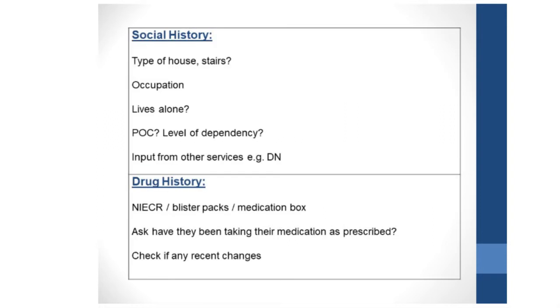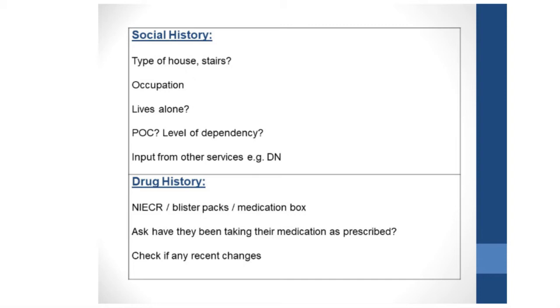Gather your normal social history. You're really trying to establish, has the person sufficient support to stay at home? Or do they need any additional services? For example, do they need an increased package of care or a manual handling assessment to determine if they need any equipment? For example, a walking aid, toileting aids or manual handling equipment.